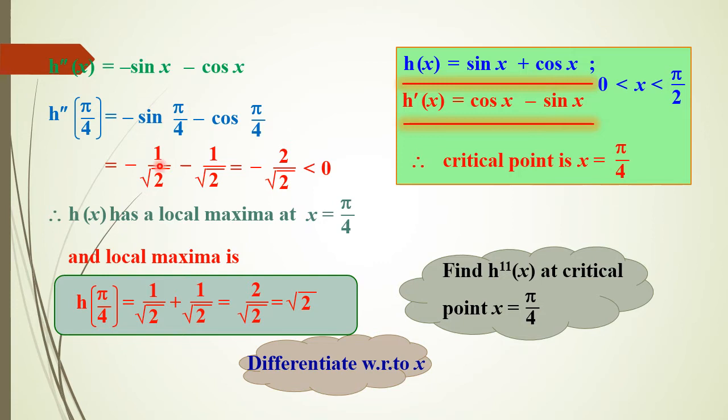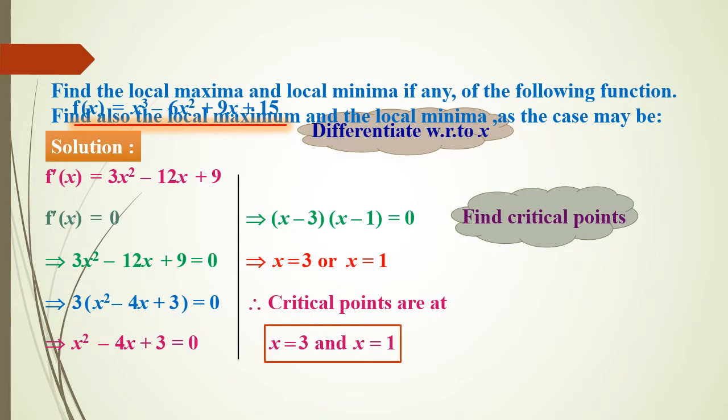Then minus sin pi by 4, which is 1 divided by root 2, minus cos pi by 4, which is 1 divided by root 2, so minus 1 and minus 1 gives minus 2 divided by root 2, which is less than 0. Therefore there is a local maximum at x equal to pi by 4, and its maximum value is root 2, and there is no minimum. Like this you can find the local maxima as well as local minima of the given function.